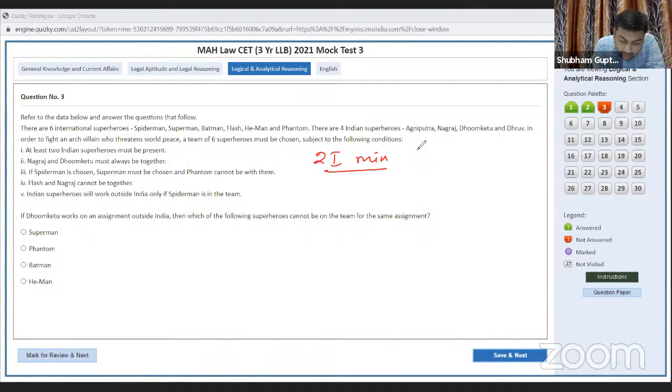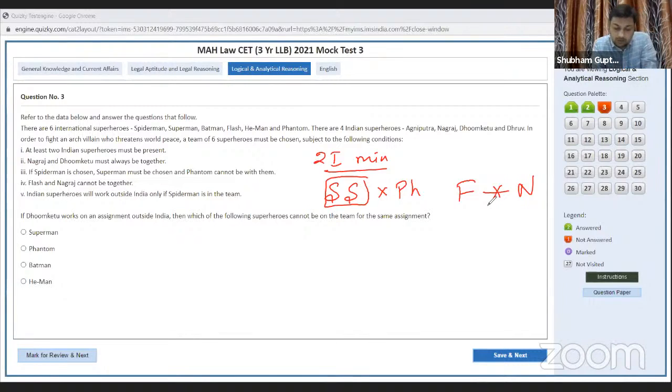If Spider-Man is chosen, Superman must be there. So Spider-Man and Superman would always be together. And Phantom cannot be together with them, so Phantom should not be there. Flash and Nagaraj cannot be together.